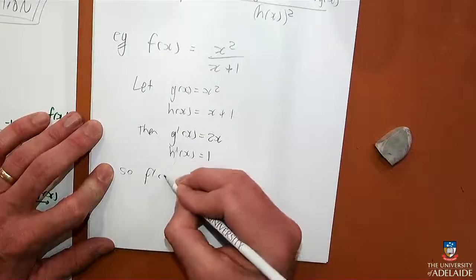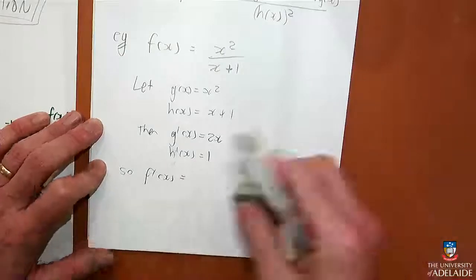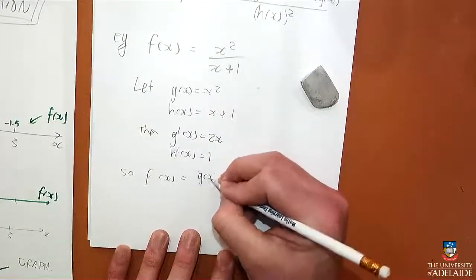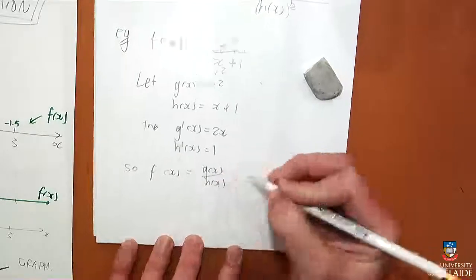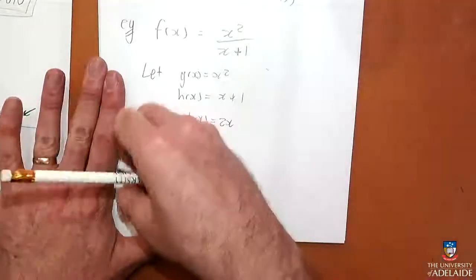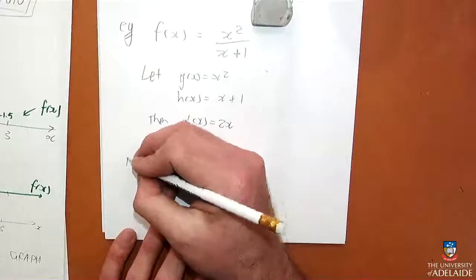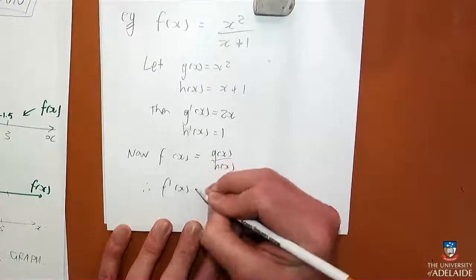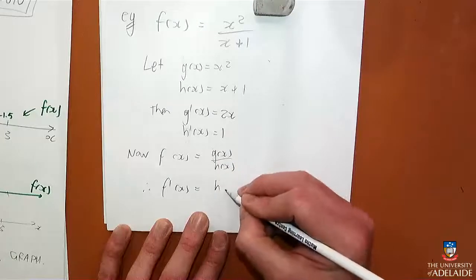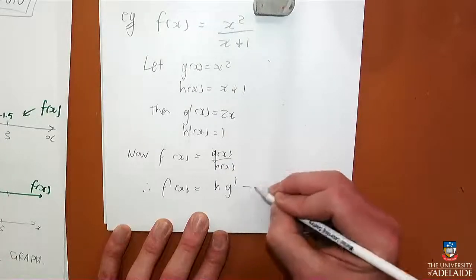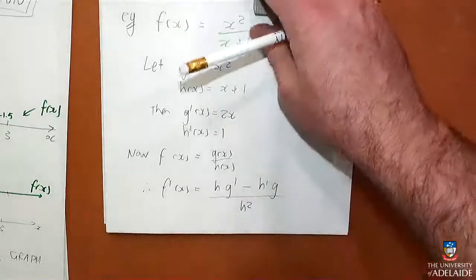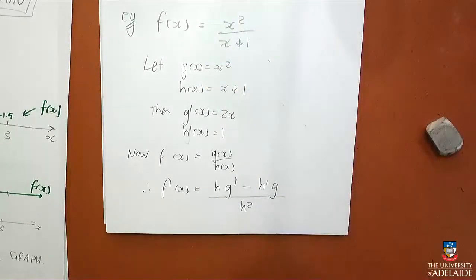So f dashed x, so f of x is g of x on h of x. Now it's this, so therefore f dashed of x is h g dashed minus h dash g over h squared. It's okay to leave out the brackets on the x if you want to shorten it a bit.